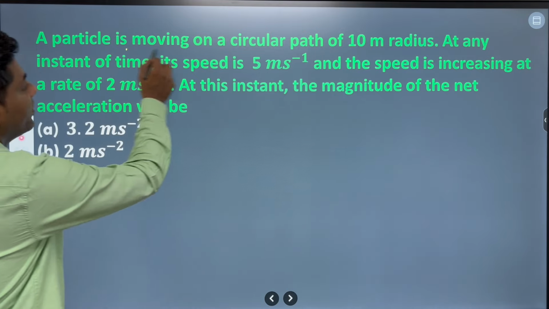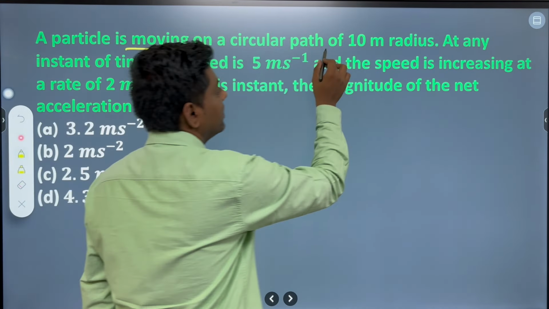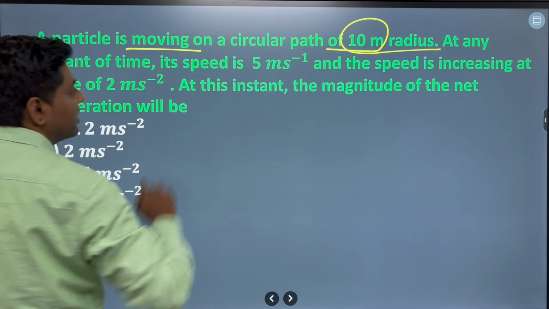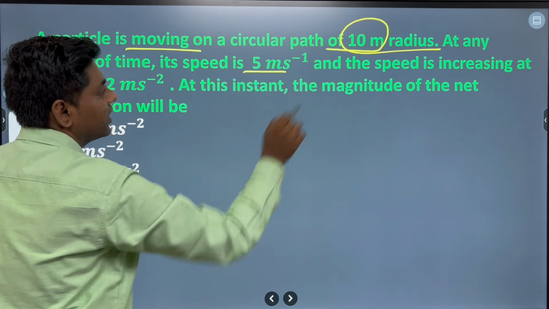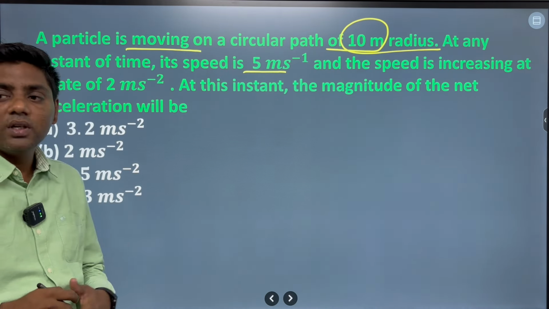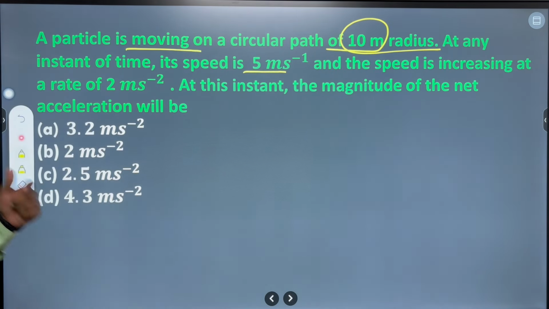A particle is moving on circular path of 10 meter radius. At any instant of time, its speed is 5 meter per second and the speed is increasing at the rate of 2 meter per second square. So at that instant, the magnitude of net acceleration will be. So question is very easy.